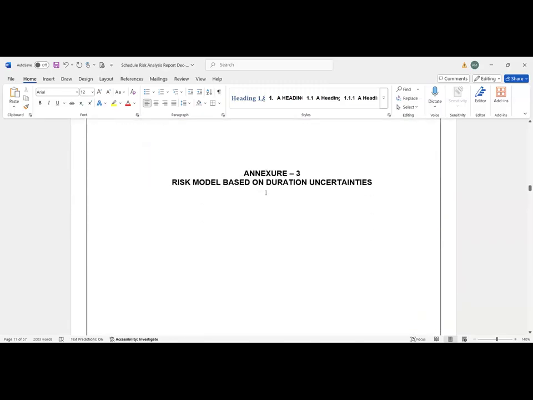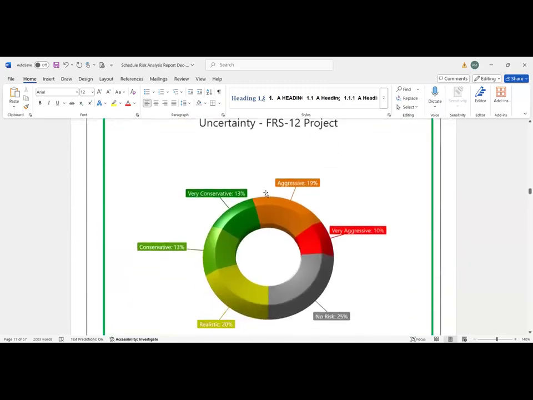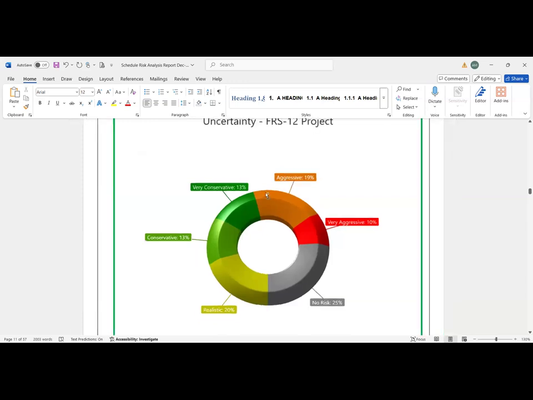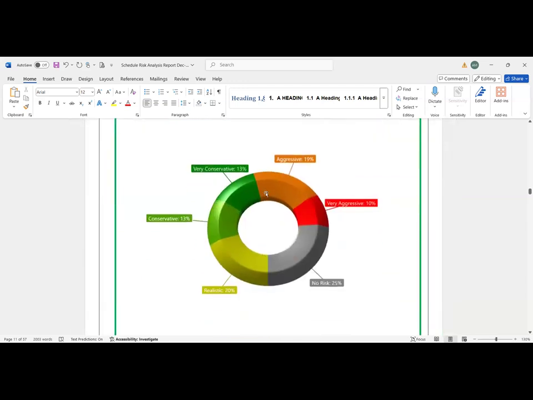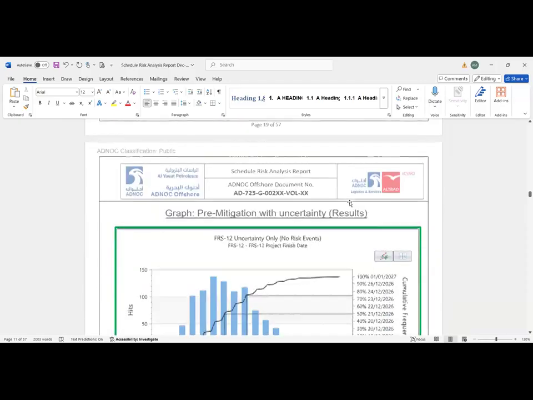So when we give this input, after that they give us our project score, that this much percent is no risk. Very aggressive means there is a very high chance of risk occurring in those activities. So there are six levels, as I told you: no risk, realistic, conservative, very conservative, aggressive, and very aggressive. These are the risk types in duration.